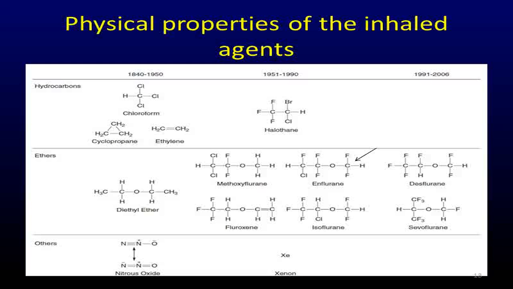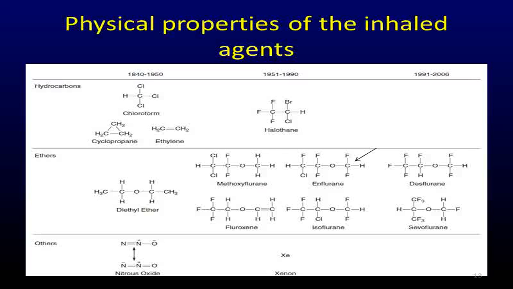Now, halothane, is halothane an ether? It is not. It's a halogenated alkane. But your modern volatile anesthetics, because Major Fraley, is nitrous oxide a volatile anesthetic? No. It is not. It is not considered a volatile anesthetic, even though it is a gas. All right?